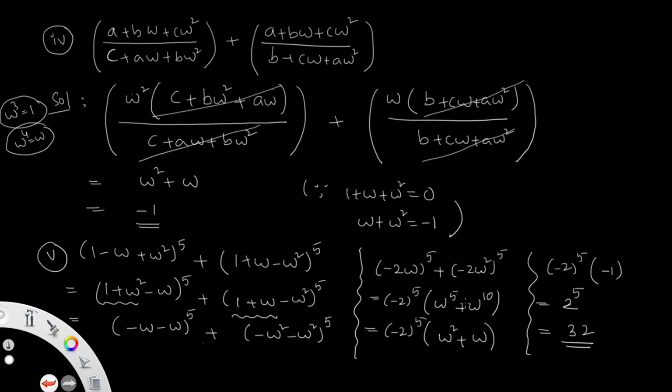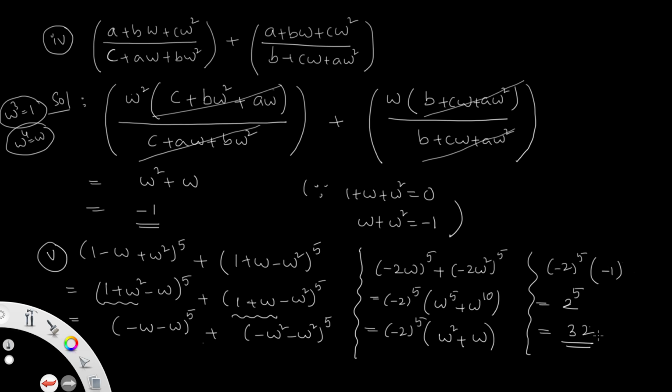If the power of ω is greater than 3, divide the power and take the remainder as the power of ω. That's why we get ω². ω¹⁰ is nothing but ω. So ω + ω² is −1. So that is 2⁵, that is 32. That's all. This carries 2 marks. Very repeated question. Practice more.